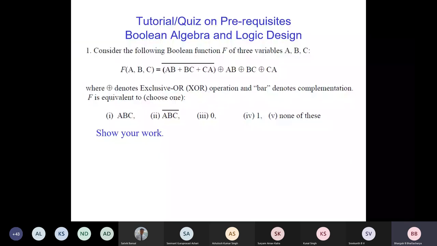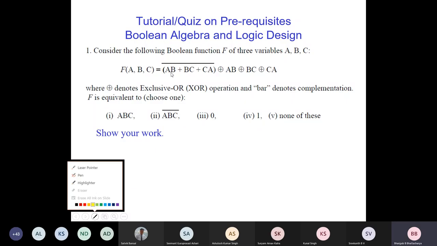Let me present before you a problem. Look at this problem. This is concerned with Boolean algebra. We are given a Boolean function f(a, b, c), where a, b, c are Boolean variables, and the function is defined as follows: you have (AB + BC + CA) complement, XOR AB XOR BC XOR CA.